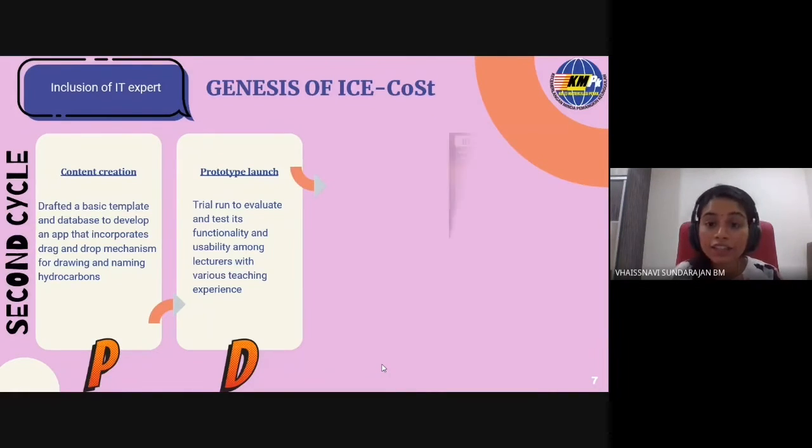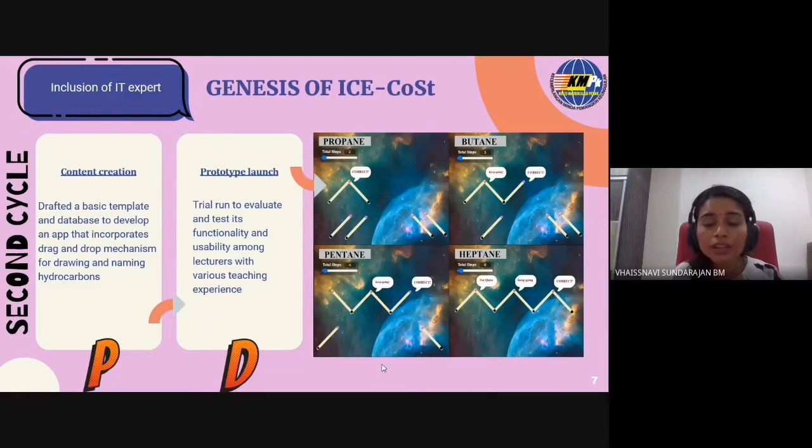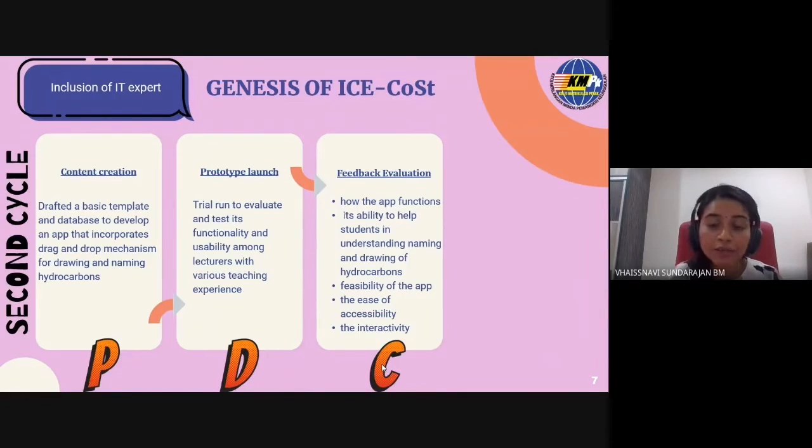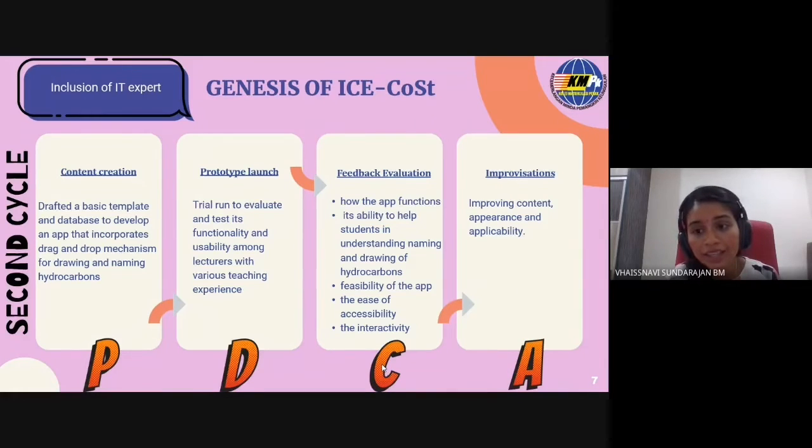Next, here is an interface of the ICE-CoSt app which requires students to use the drag and drop mechanism to build the backbone of the hydrocarbons given to them. During the checking stage, feedback from lecturers was evaluated. We evaluated how the app functions and its ability to help students in understanding, naming and drawing hydrocarbons. We also checked the feasibility, the accessibility and the interactivity of the app. Finally, during the acting stage, improvisations were done mainly on content, appearance and applicability.